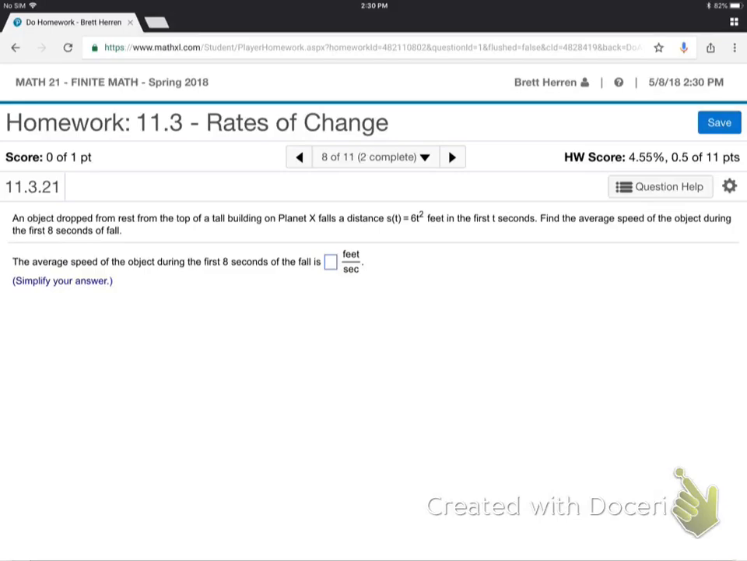Physics. An object dropped from rest from the top of a tall building on planet X. I've been there, planet X. Falls a distance, s of t equals 6t squared feet, in the first t seconds. Find the average speed of the object during the first 8 seconds of fall.